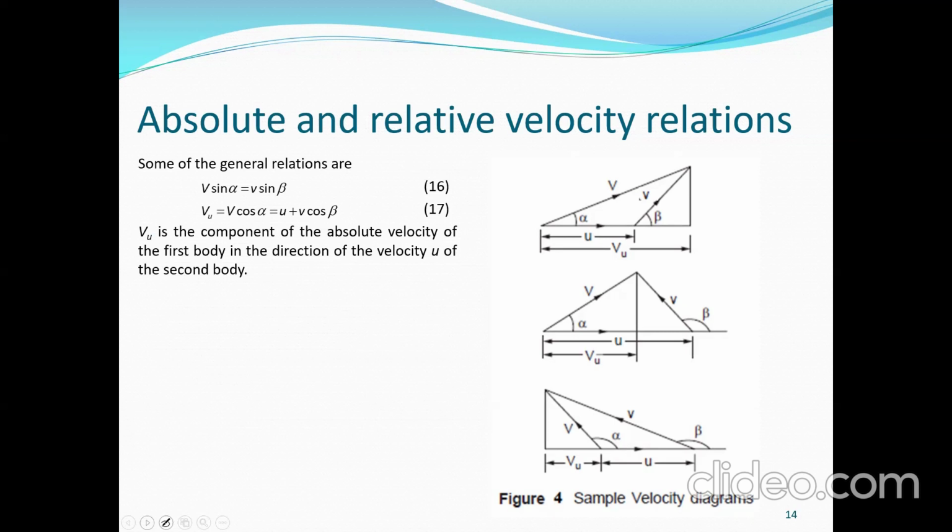yung relative times sine beta. Letter change yung ano natin yan, yung symbol ng small letter v. So, Vu is equal to V cosine alpha is equal to u plus v cosine beta. Okay. Yan ang general relation niya. Pagdating dito, siyempre, maging negative to. Sa kabila, so mama-minus. Kaya ang Vu mo, lumiit kaysa u. Okay? So tama yung sign mo. Vu is the component of absolute velocity of the first body in the direction of velocity u of the second body. Yung second body mo is yung blade.